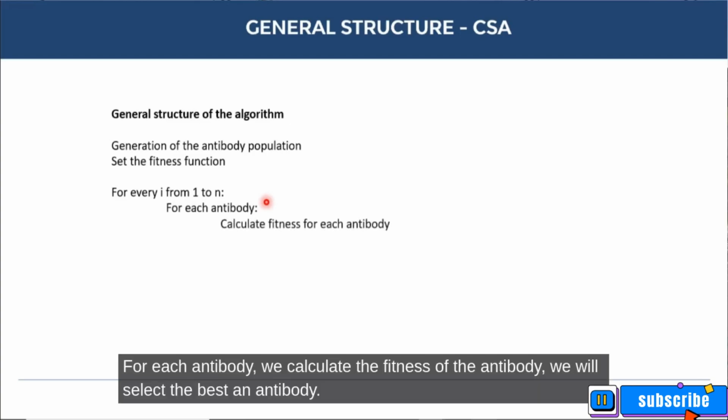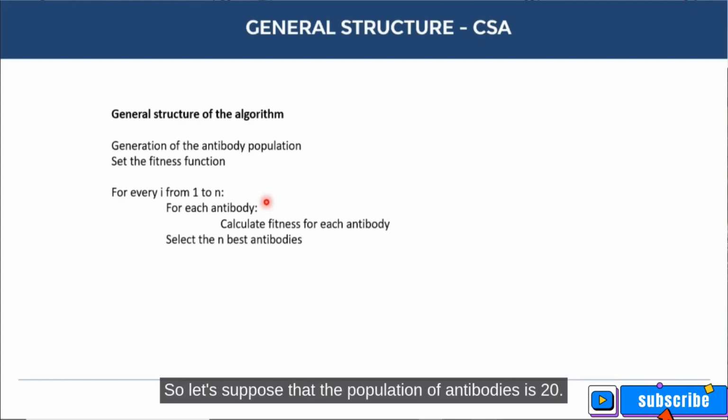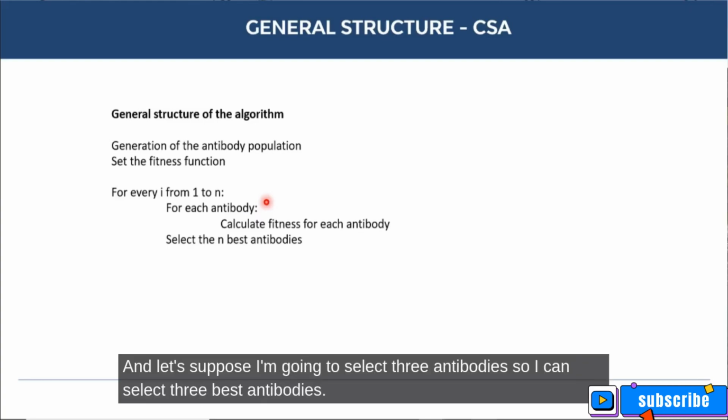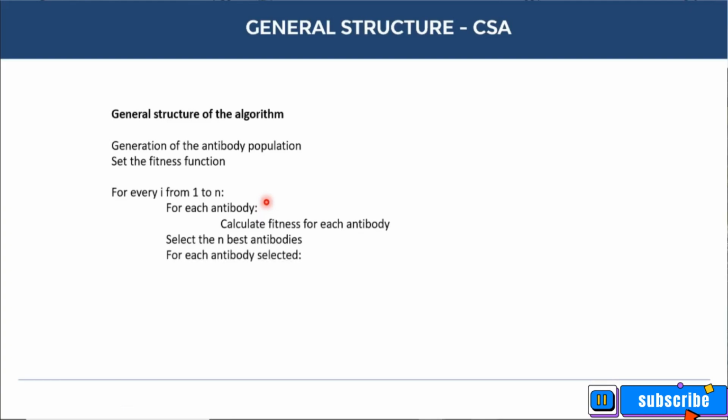For each antibody, we will calculate the fitness of the antibody. We'll select the best n antibodies. So let's suppose that the population of antibodies is 20. And let's suppose I'm going to select 3 antibodies. So I can select the 3 best antibodies.